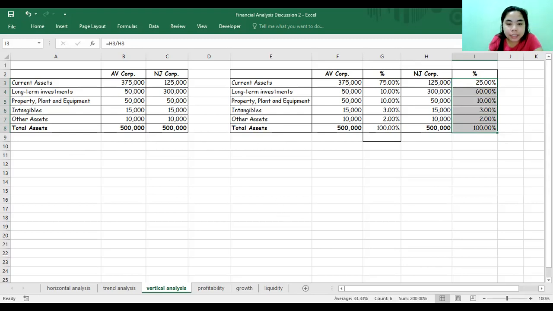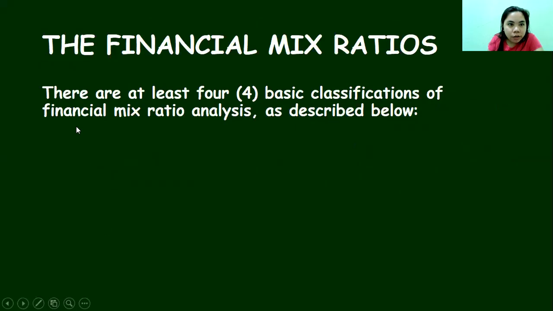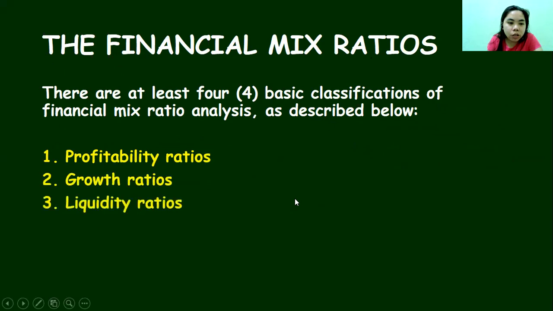So that's vertical analysis. Then let's go back to the PowerPoint presentation. So I think we're done with the three financial statement analysis methods. So let's go to the fourth financial statement analysis method. Our fourth is the financial ratios. Under financial ratios, there are at least 4 basic classifications of financial ratios. First is the profitability ratios, second is growth ratios, third is liquidity ratios, and fourth is leverage ratios.